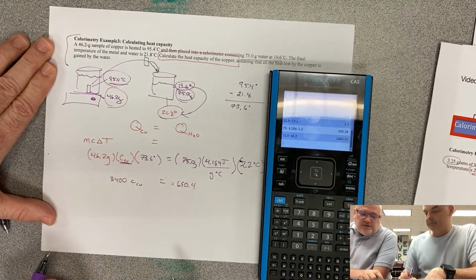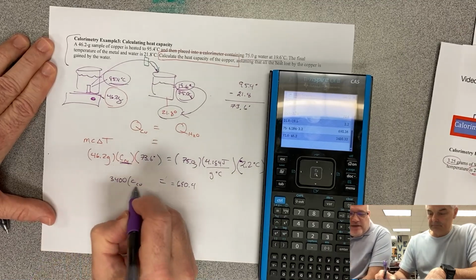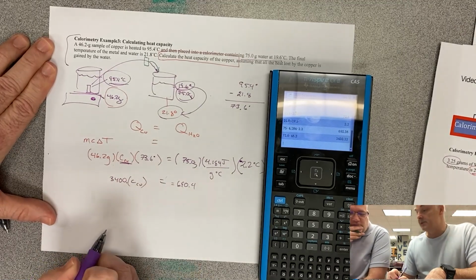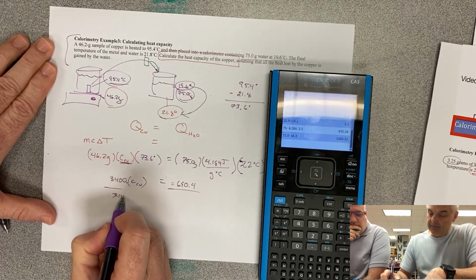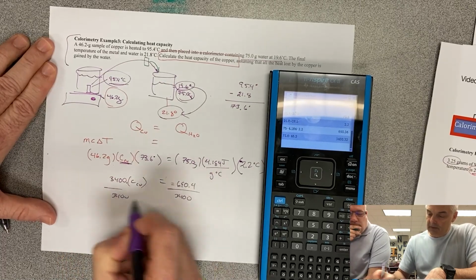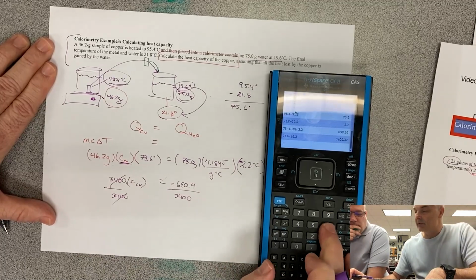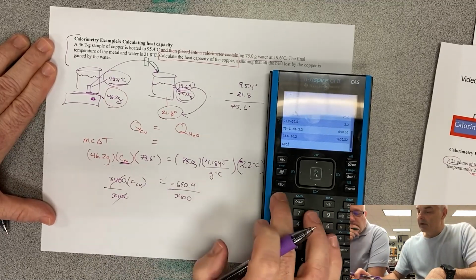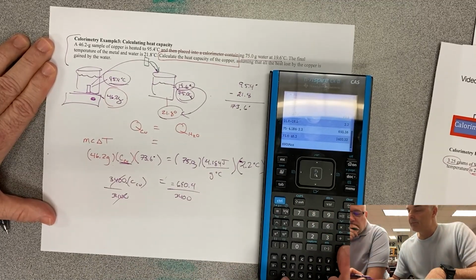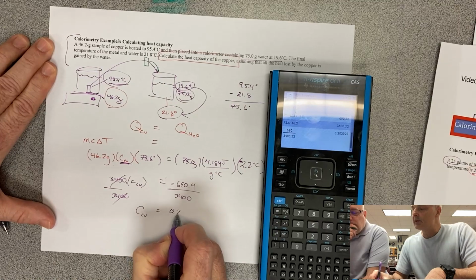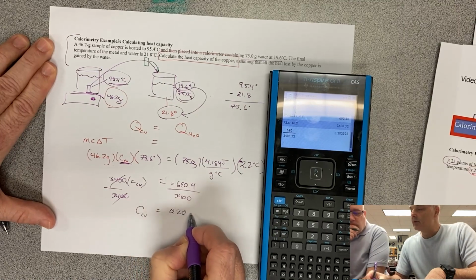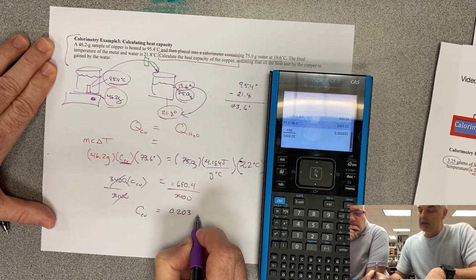Now, just to be clear here, he's going to put a decimal on the end of that just because we want to make sure our significant figures are right. Yeah, that's actually exactly 3,400. So divide both sides by 3,400, right? The 3,400s cancel. 690 divided by the previous answer gives me C of the copper is equal to 0.203.